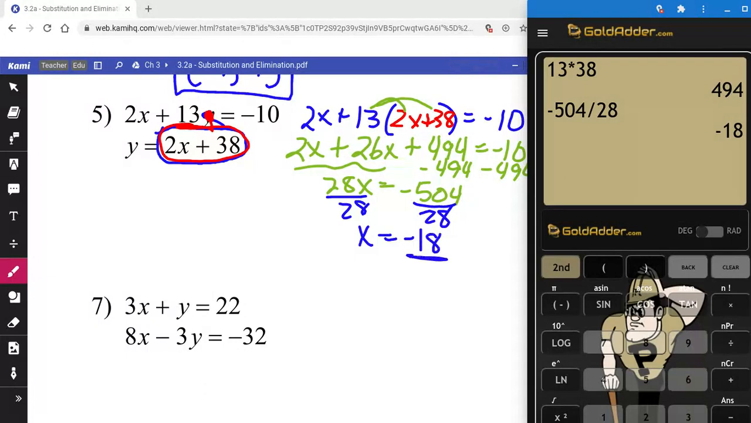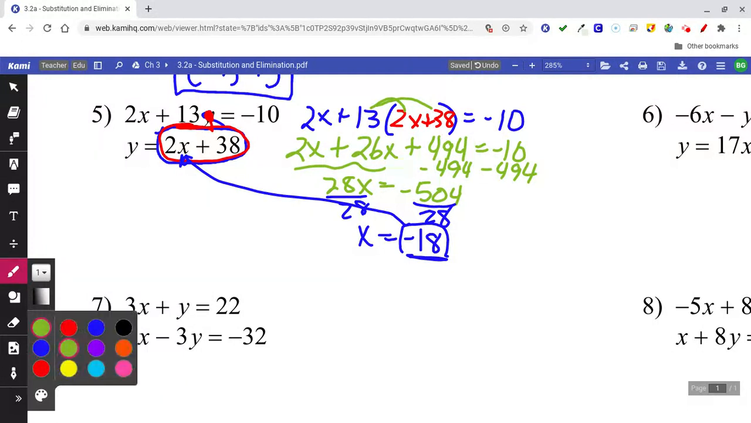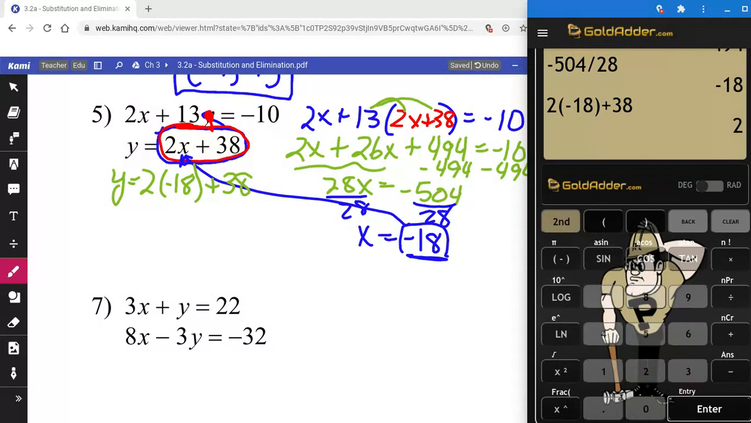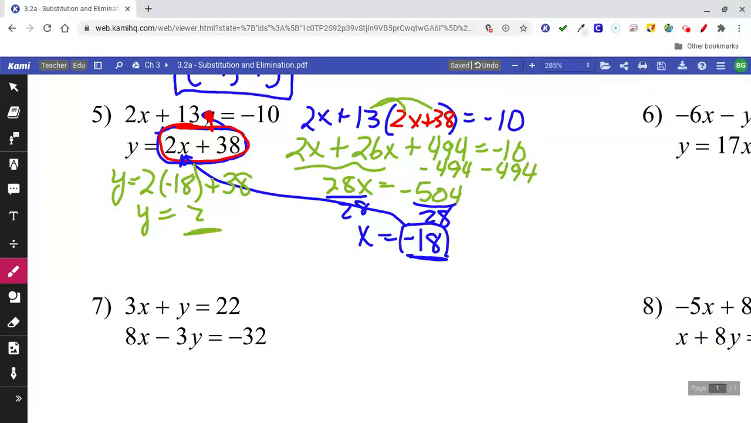So that's one of the values. But what we're going to do is take that value and put it in for x in this original expression. We've got y equals 2 times that number, negative 18, plus 38. And you can use your calculator if you want to. 2 times negative 18 plus 38 is 2. y is 2. And so now that we've got both values, we've got our answer. Negative 18 for x, positive 2 for y.